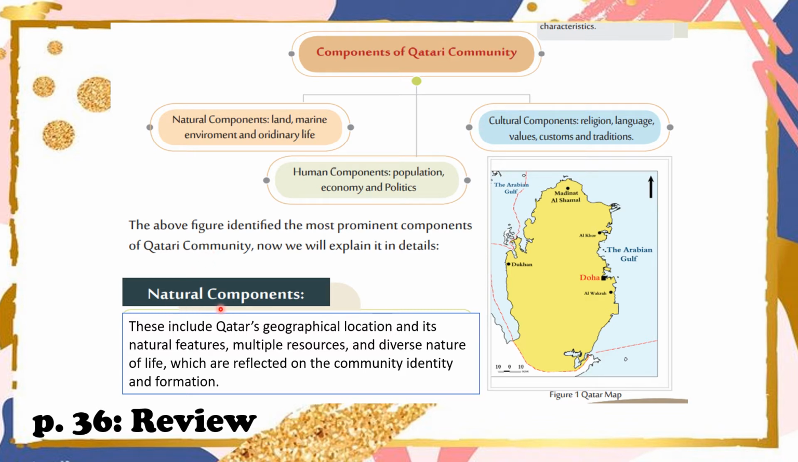So we know that natural components would include the location, geographical location, like this map, okay? And also the natural features consisting of landforms and waterforms, as well as multiple resources, plant and animal life, or the diverse nature of life, which are all reflected on the community identity and formation or the building of the community as a whole.